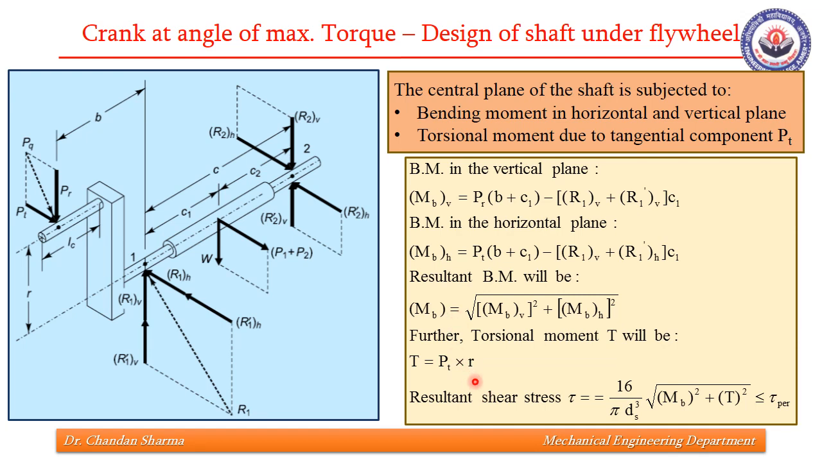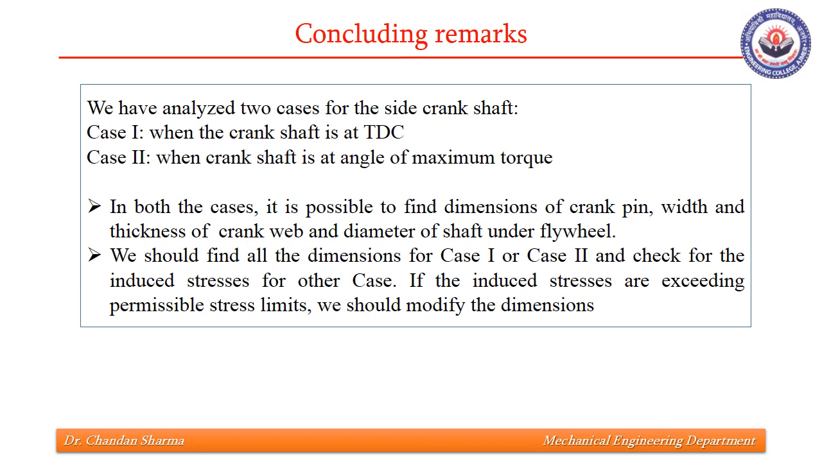So resultant shear stress for the flywheel shaft material tau is this. We already know DS from the case 1 analysis. So we'll find the stress induced. It should be less than or equal to tau permissible. So what we have done till now, we have analyzed the case of side or overhung crankshaft for two cases. Case 1, when the crankshaft is at TDC, and case 2, when the crankshaft is at an angle of maximum torque.